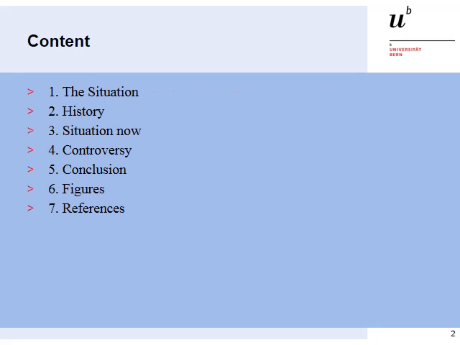For this, I will first explain the situation of Switzerland around its languages and its education system. Then I will show what has happened around foreign language teaching in the last 40 years or so, and show what the situation is now. Then I will talk about the controversy around the order of second and third language teaching and draw a short conclusion. In the end, you will find my figures and references.